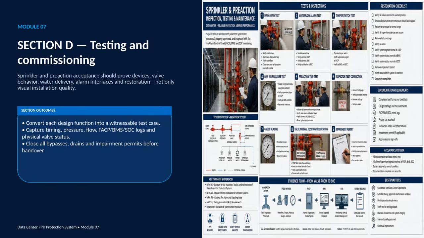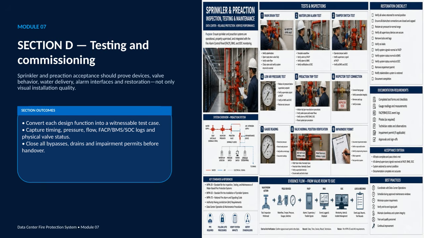In this section, I'm focusing on testing and commissioning for sprinkler and preaction systems. The goal is not simply to confirm that equipment looks correctly installed. Acceptance must demonstrate that the system performs its intended fire protection functions from end to end. That includes proving the devices operate, valves move and supervise correctly, water is delivered as expected, alarm interfaces respond, and the system can be fully restored after testing. The first outcome is to translate every design function into a test case that can be witnessed and verified.